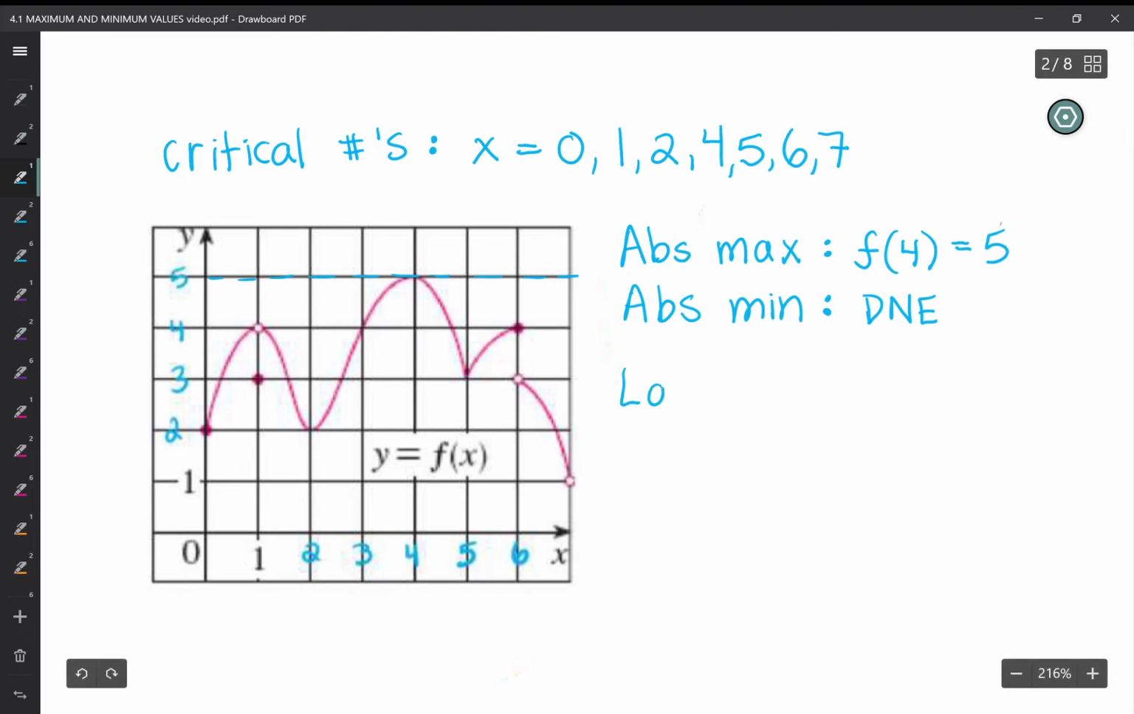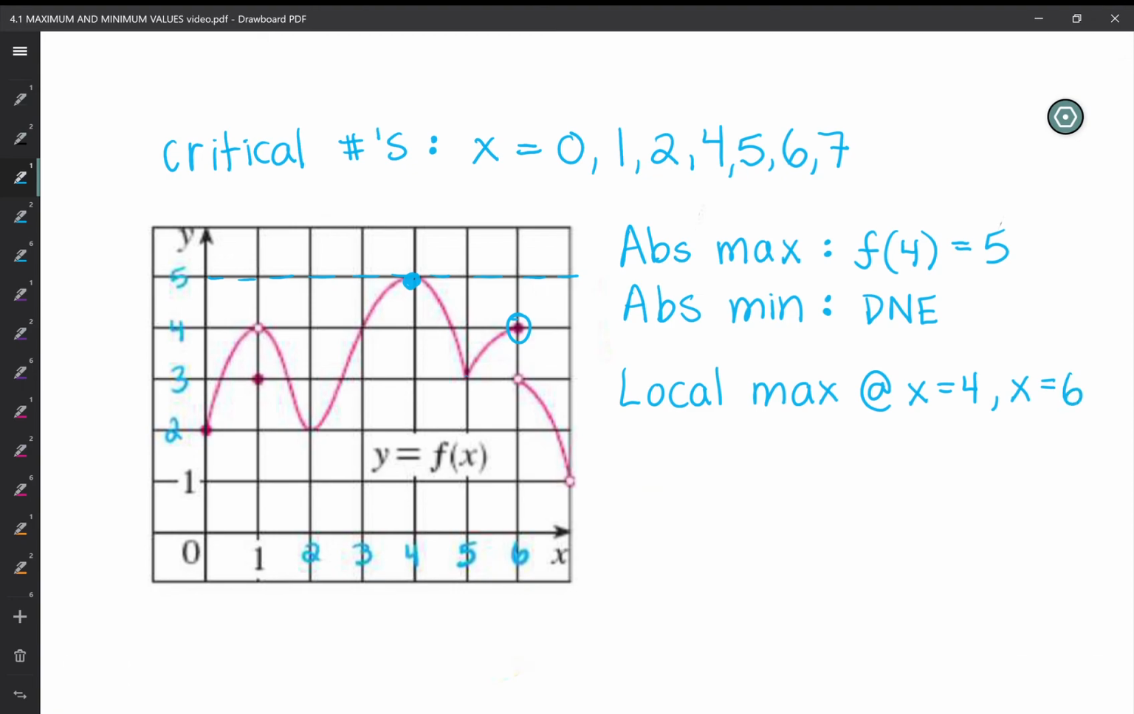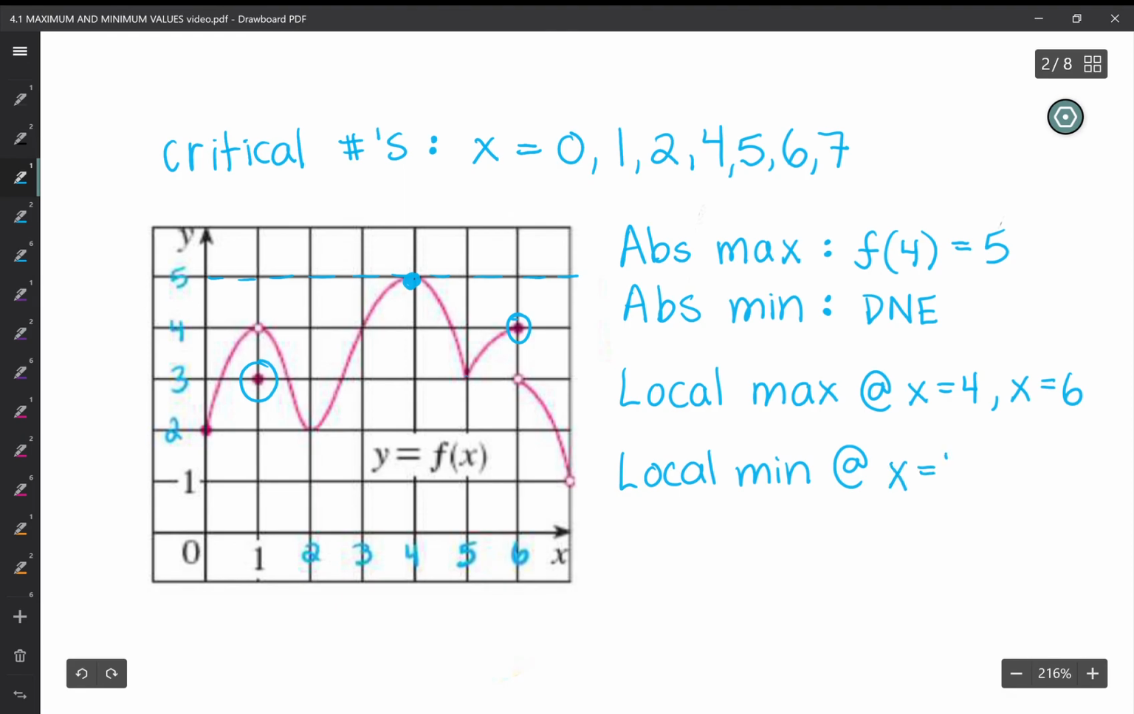Now let's take a look at our local maximums. We have a local maximum at x is equal to 4, and another one at x is equal to 6. Then let's identify our local minimums. We have a local minimum at x is equal to 1, at x is equal to 2, and at x is equal to 5.